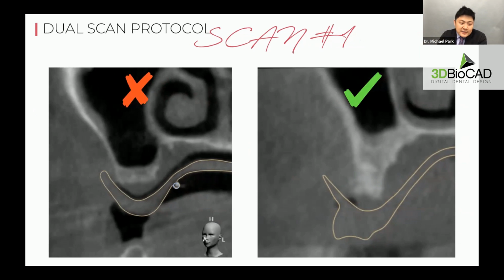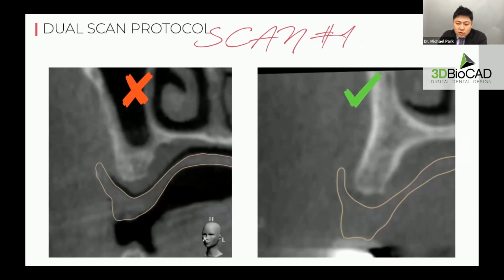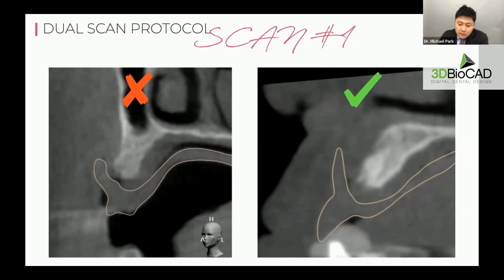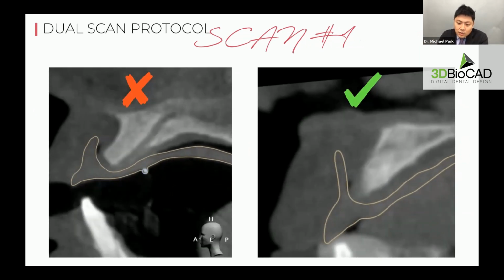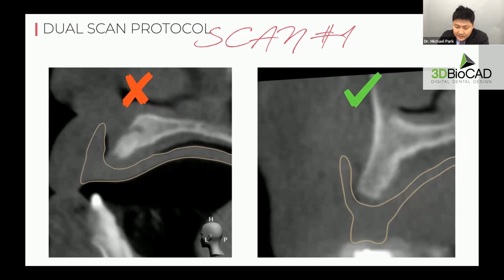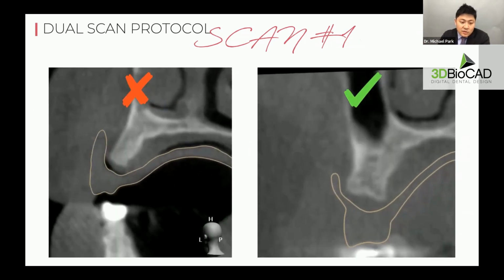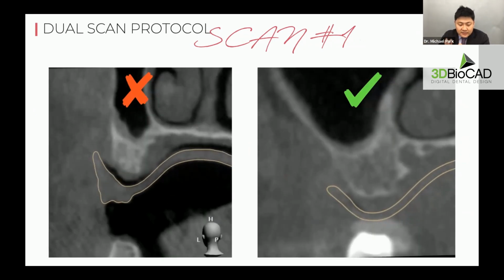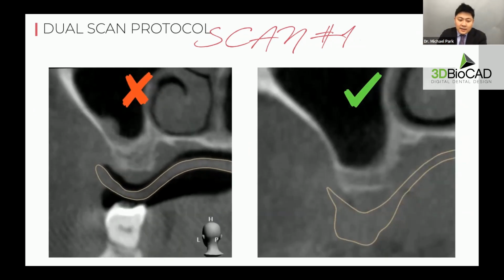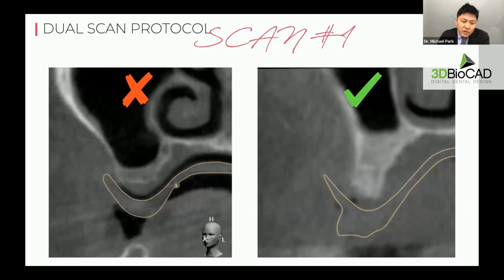After the first scan is taken, we want to make sure that there's no airspace underneath the scan appliance. If you look at the CT scan on the right-hand side, you'll notice that there's no airspace underneath. But if you look at the CT scan on the left, there are a lot of air spaces. If there are lots of air spaces like on the left side, that's not a good scan, so you would want to redo the scan.